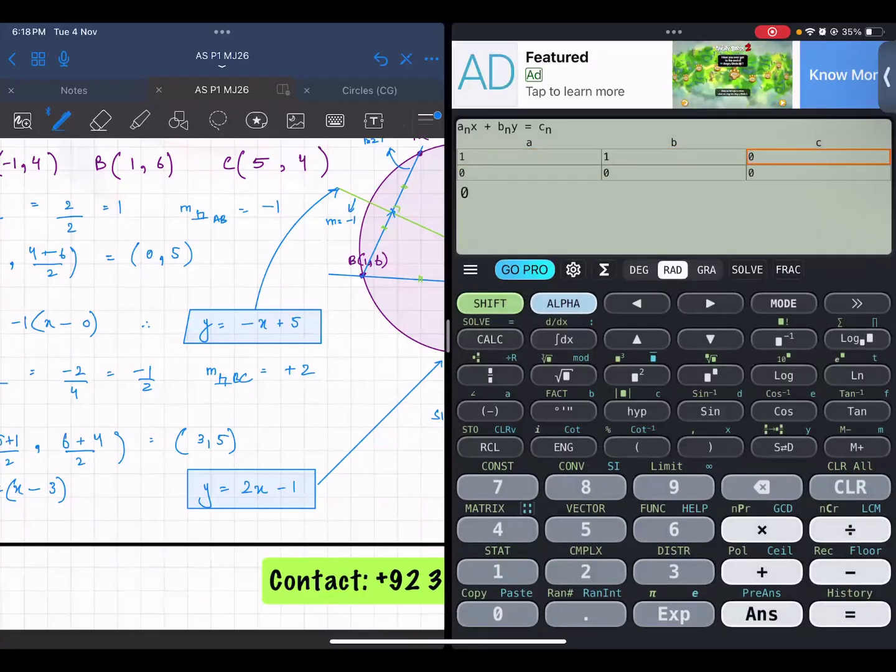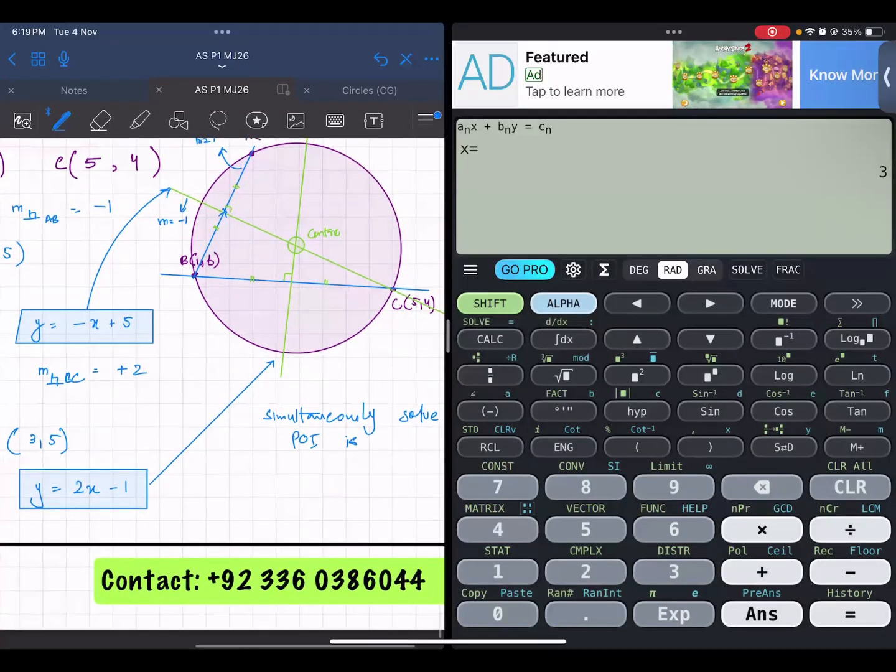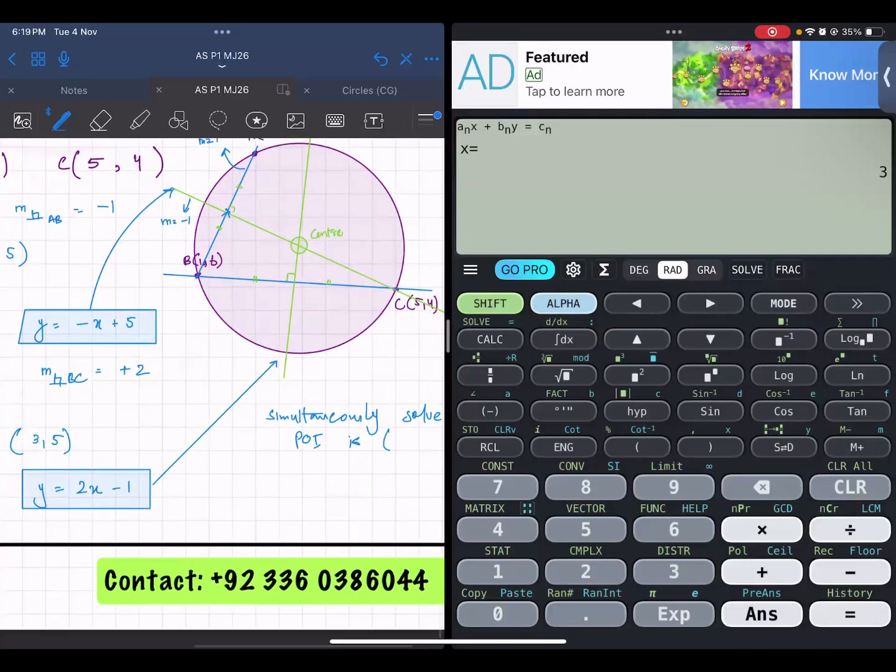1 1 5. 1 minus 2 minus 1. So look, the value of x is 3. Sorry, y is 3 and x is 2. So 2 comma 3. This is it. This is the center point. 2 comma 3.